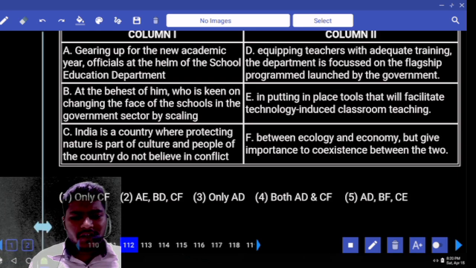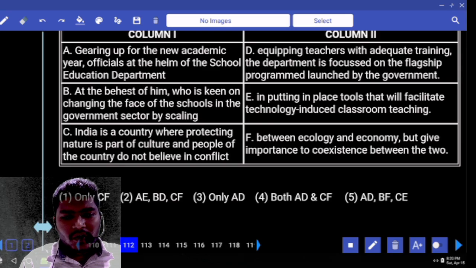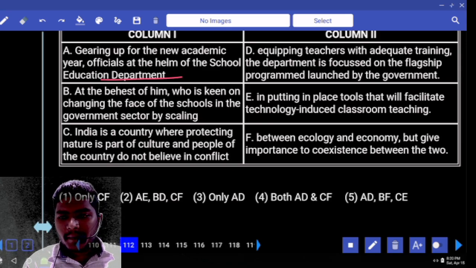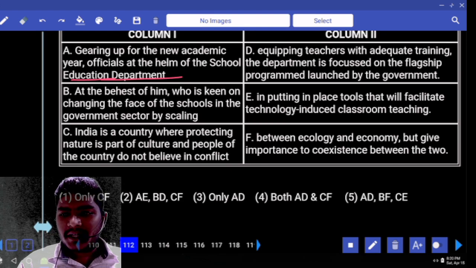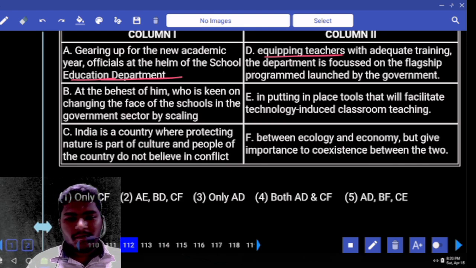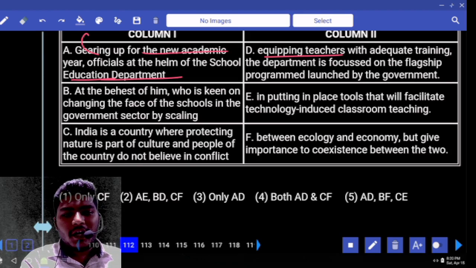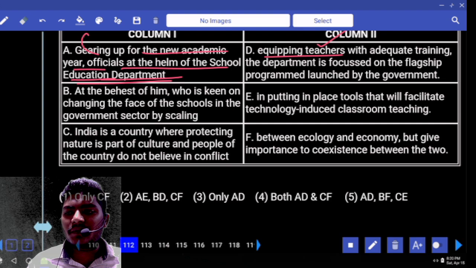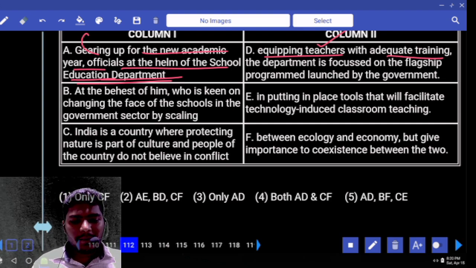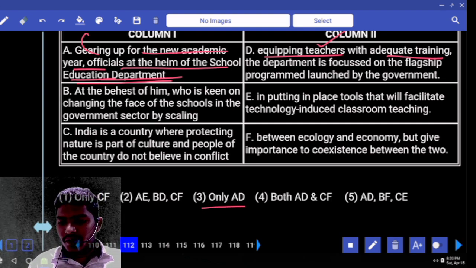Any combination that we can use? Education department. Any context related to the education department? Equipping teachers, gearing up for the new academic year, officials at the helm of the school education department equipping teachers with adequate training. Okay, there is an AD pair, but we still need to think about it.